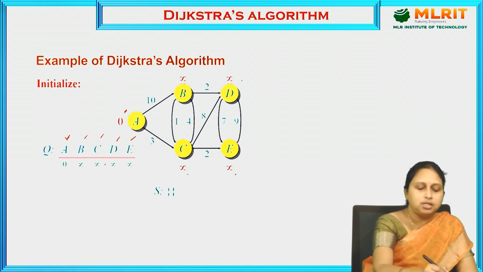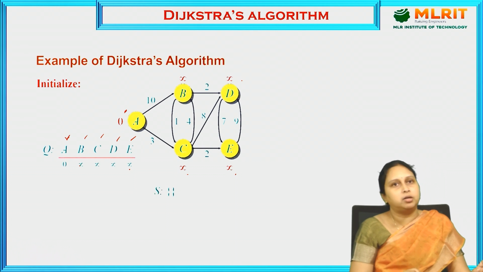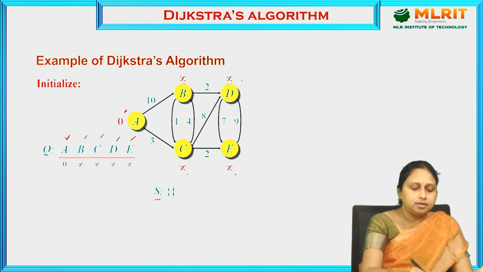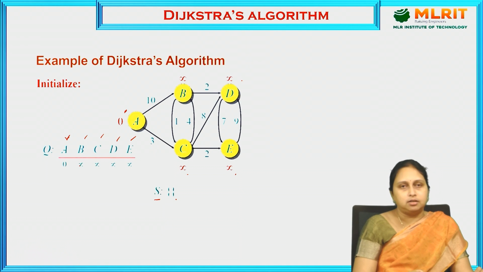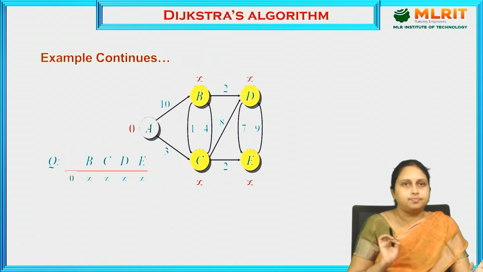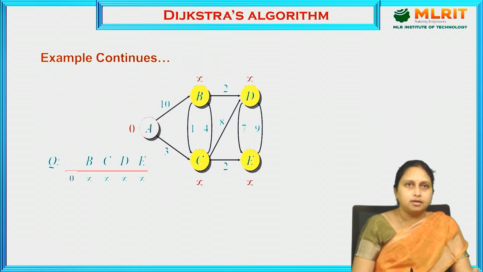Source B, C, D, E, all values are going to be placed with infinity. Done. And here S is empty still. Still we have not visited any vertices, right? Now after this, I started from A, right? Now I need to continue with the other vertices.